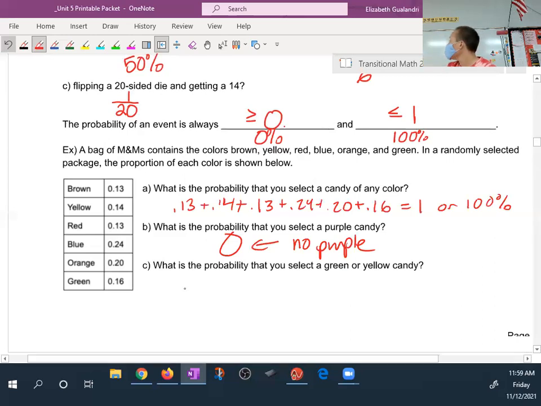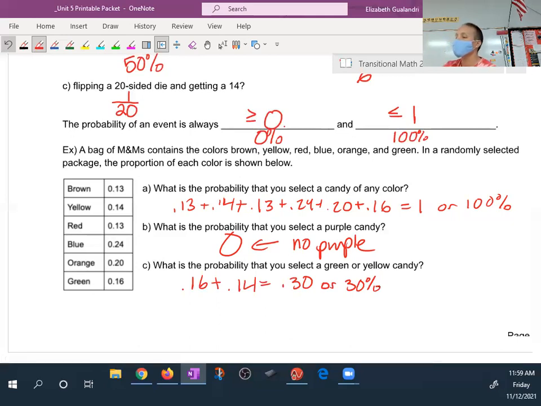30% is correct. All you're doing simply there is taking the green, which is 0.16, plus the yellow, which is 0.14, which gives you 0.30. Okay, you can leave it as that, or you can say 30%. A lot of us like to look at these numbers as percentages, so that's what we go to, but you can definitely leave them as the decimals. Okay, so I had a 30% chance of that one happening.